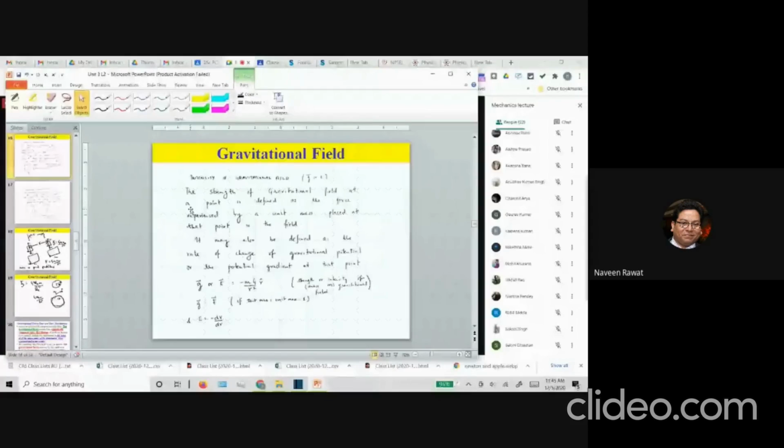Now you can put anything in this field and we can tell you what that object will do, because we already have the field mapped out. All we need is for you to give us the test particle or test mass. We can keep it wherever we want, and we can see how it will behave in this gravitational field.